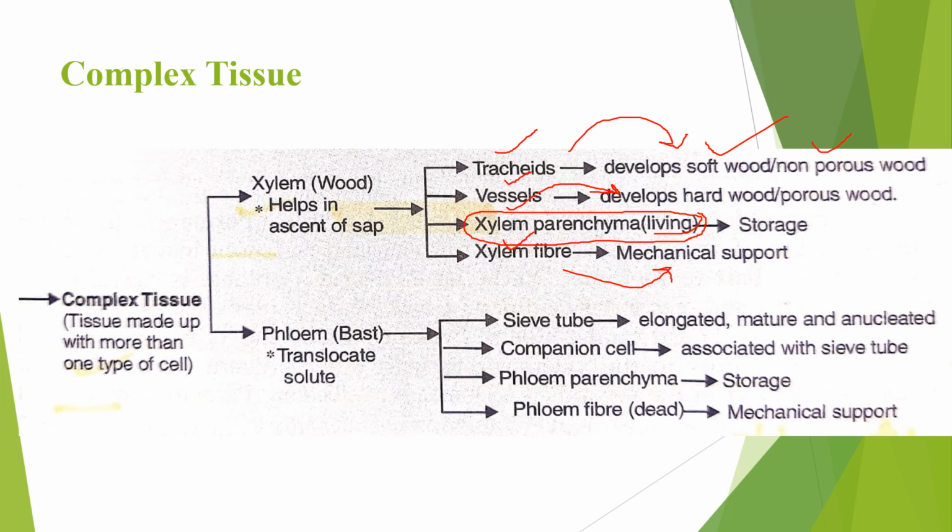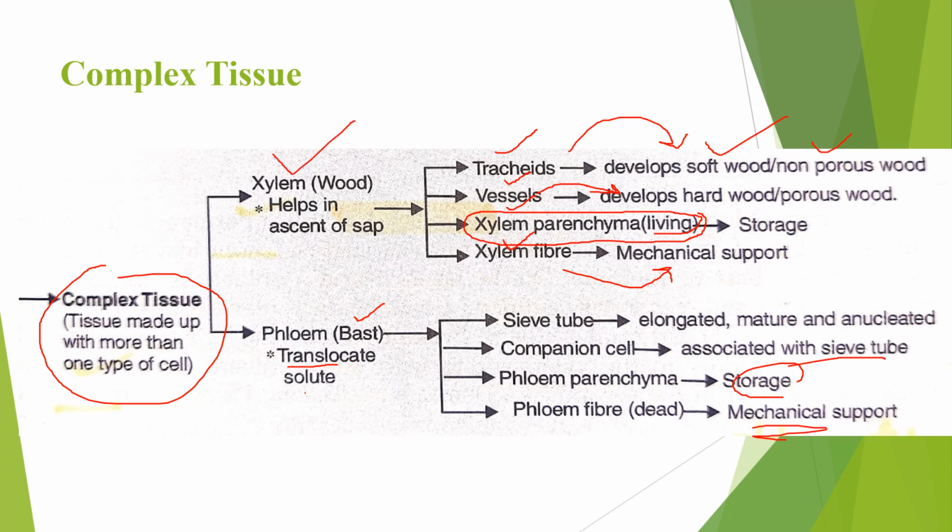Then phloem or bast, which mainly helps in the translocation of solutes. It is also divided into four categories. One is sieve tube, which is elongated, mature, and anucleated. That means they lack a nucleus. The companion cell is always present in association with sieve tubes. Then phloem parenchyma is meant for storage. Phloem fibers are dead and provide mechanical support to the plant. Complex tissue is divided into two categories.